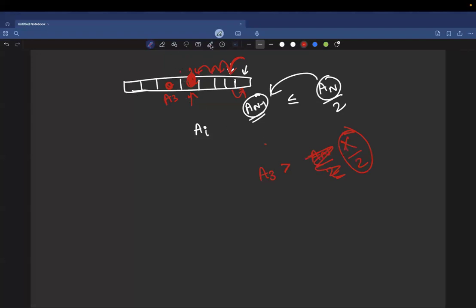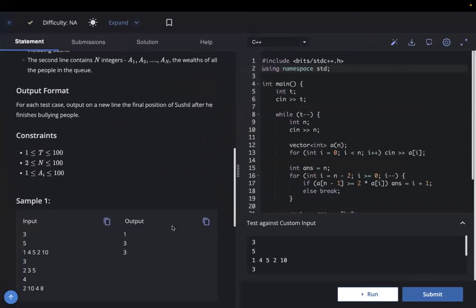Now in this case, since Sushil would have failed to bully this guy and would have ended up at this place, this is one, two, three, and fourth position. So the answer would have been 4. Let us take one example.